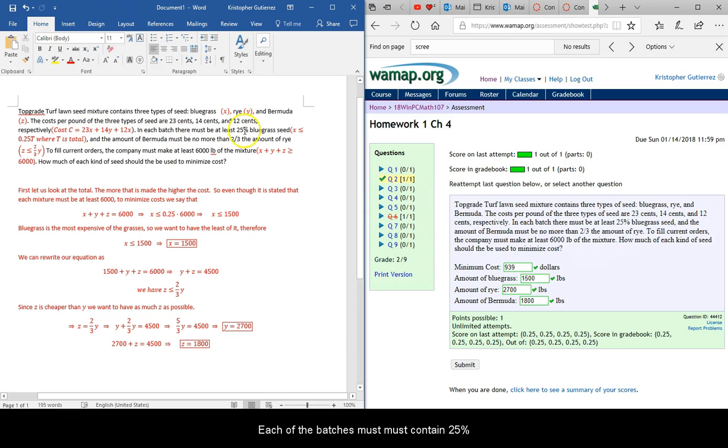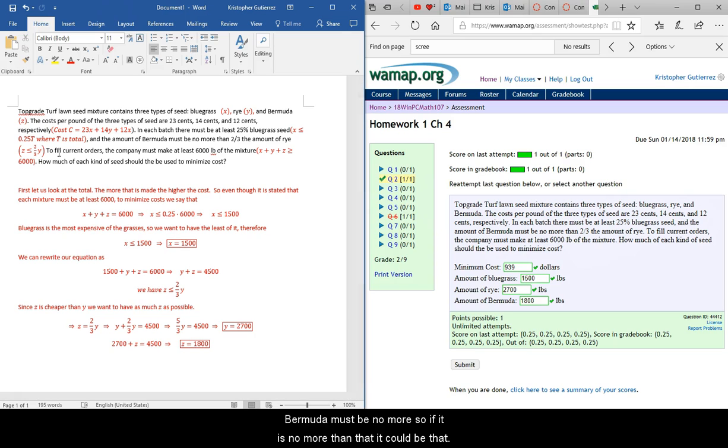So each of the batches must contain 25% bluegrass seed. So X is less than or equal to 25T, where T is the total. And the amount of Bermuda must be no more than 2/3 that of rye. Z is less than or equal to 2/3 Y. That is how you read that sentence. If it's no more than that, it could be that, or it could be anything less than that, but it can't be more than that. So Z is less than or equal to 2/3 Y.